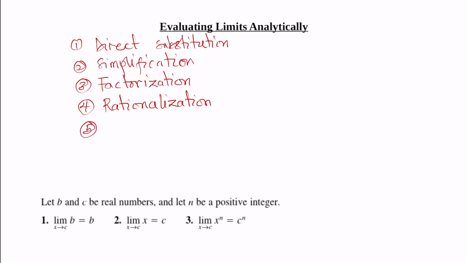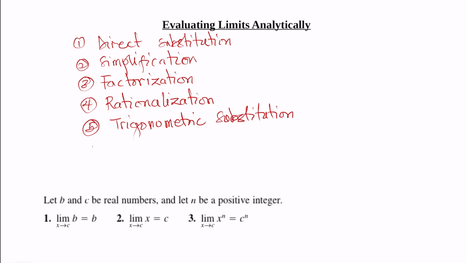The fifth method is trigonometric substitution. And the sixth method is by using L'Hopital's rule, which we'll look at in depth when we look at derivatives. So these are the methods of solving limits analytically.